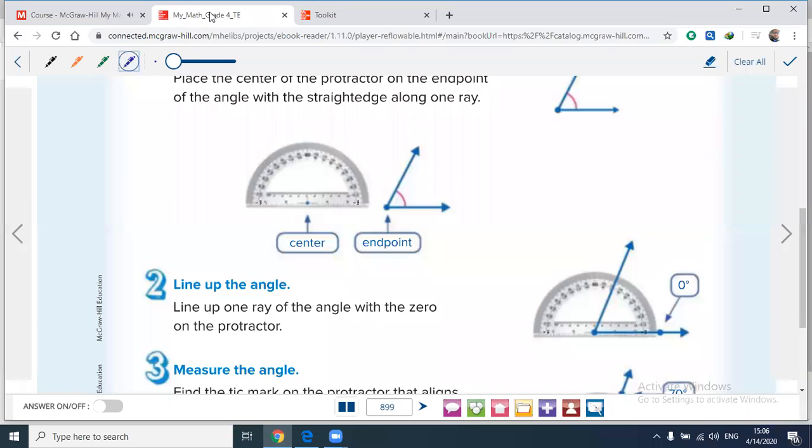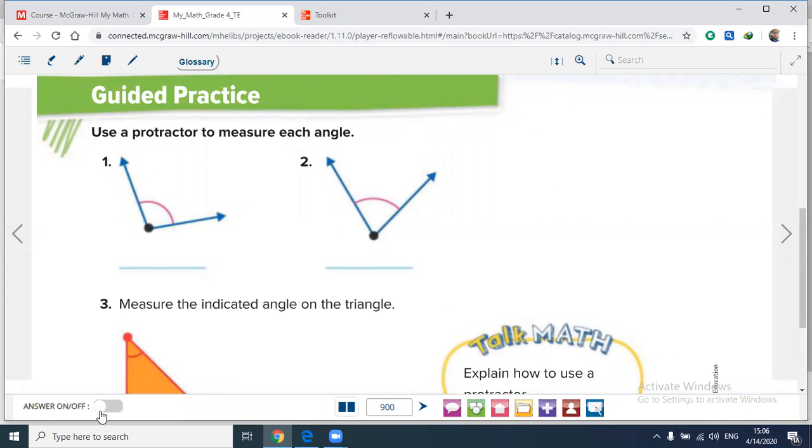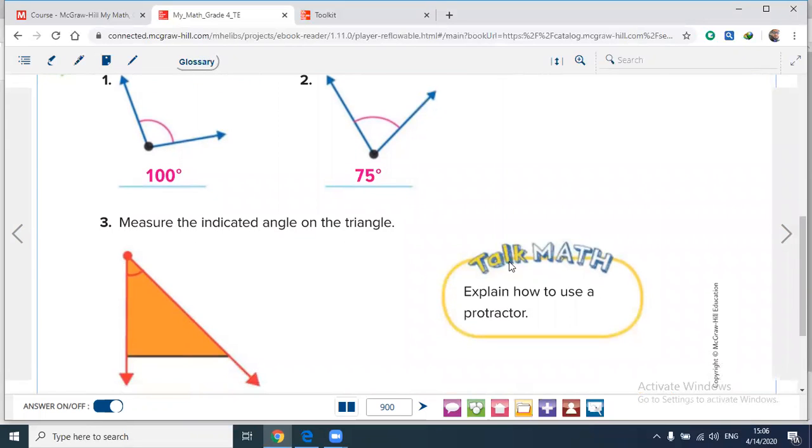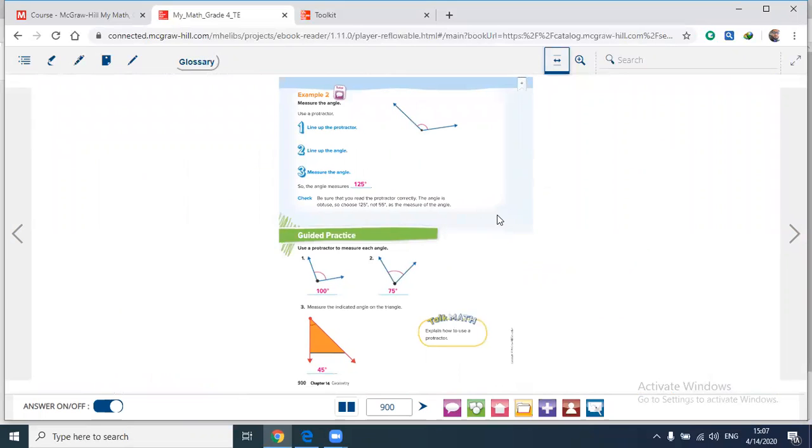Okay, here in your book, page number 900, I will show you the answers, and you can measure by using your protractor and check the answer. Here number 1, the measure is 100. Number 2, the measure is 75, as you see. And number 3, the answer is 45. Please write it in your book, and then you can check your answer by using your protractor.